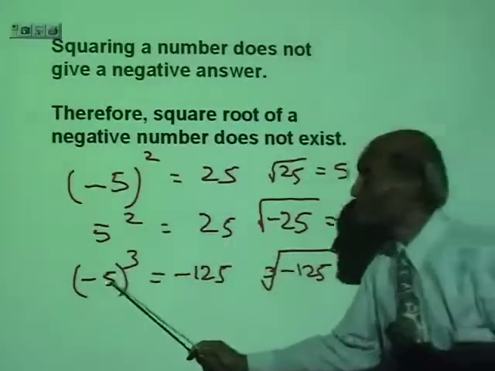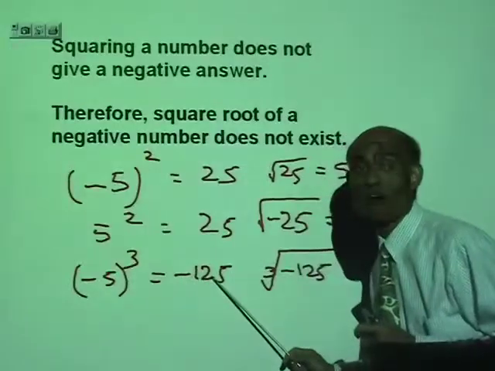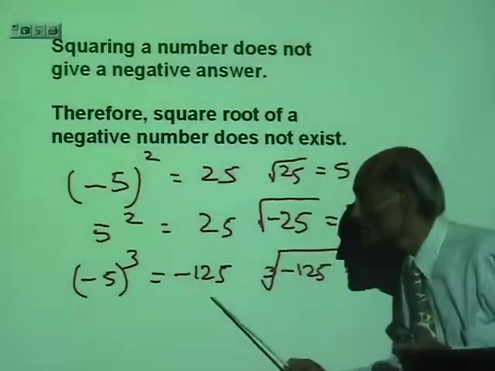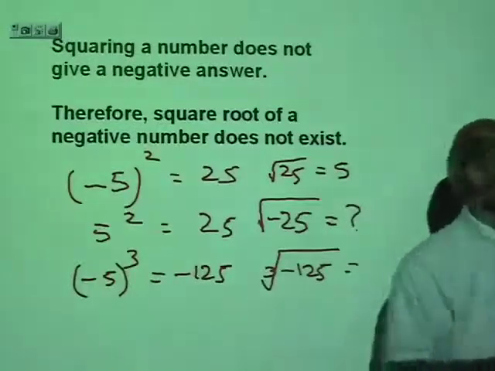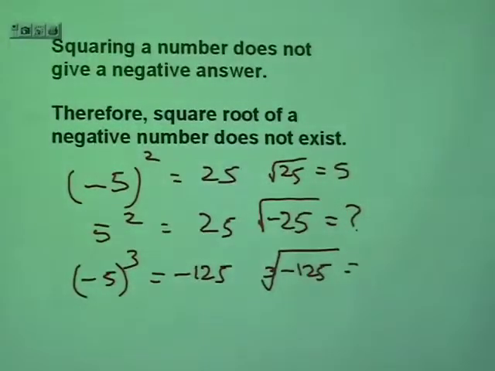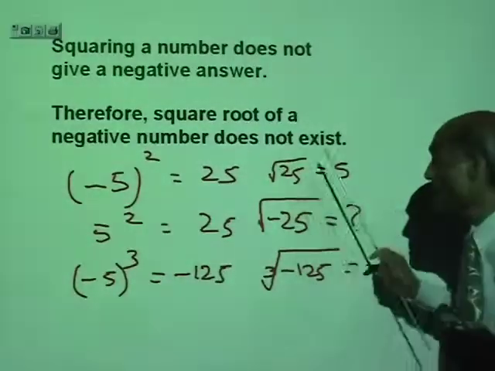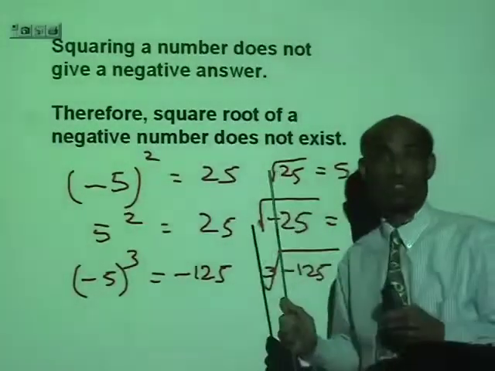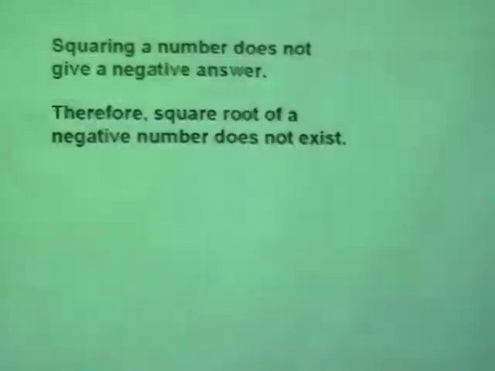You see, negative 5 to the power of 3 is negative 125. Therefore, what is the cube root of this negative 125? Is negative 5. You see, cube root of a negative number is defined. Cube root of a negative number does exist, but square root of a negative number does not exist. I hope that point is clear. Okay, let's move on.